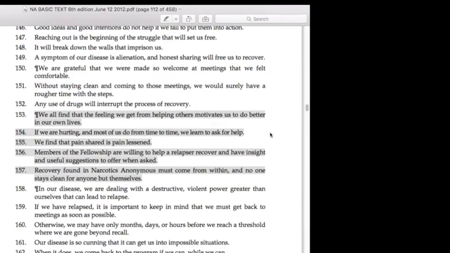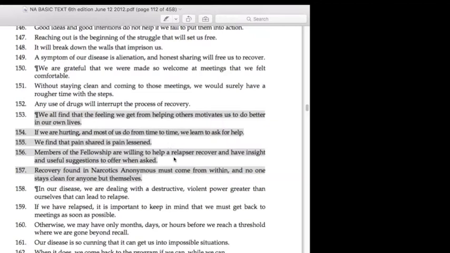153. We all find that the feeling we get from helping others motivates us to do better in our own lives. So we keep what we have by giving it away. 154. If we are hurting, and most of us do from time to time, we learn to ask for help. 155. We find that pain shared is pain lessened.